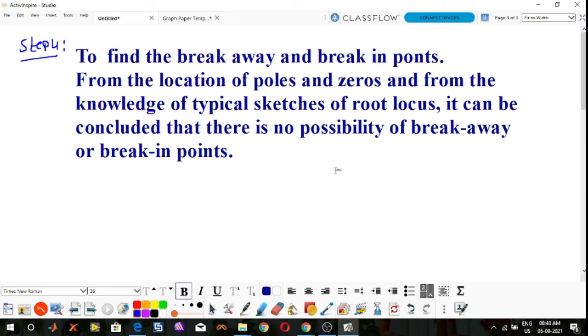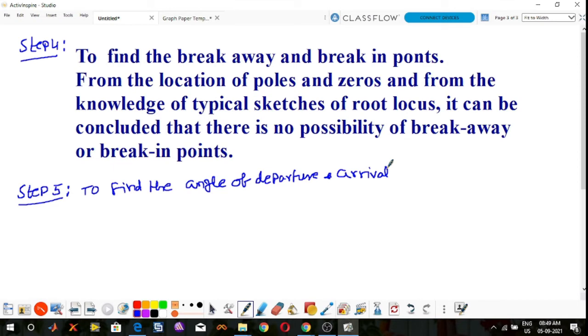Next, step number 5, to determine the angle of departure and angle of arrival. When we calculate the angle of departure and angle of arrival, they can be calculated at the complex conjugate open loop poles and complex conjugate open loop zeros.